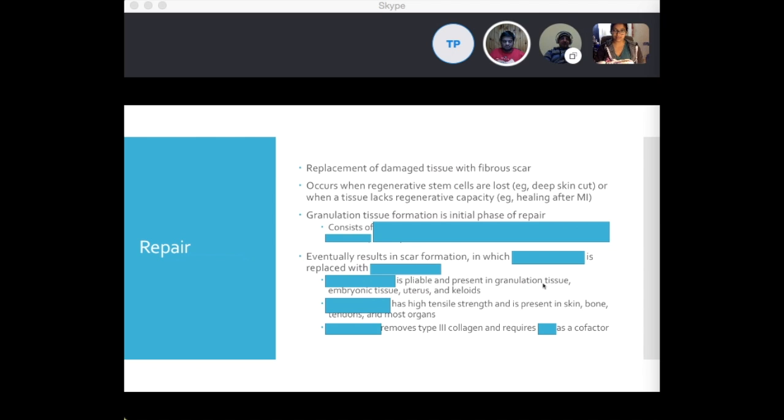So now we will talk about repair. This is where we are replacing with a scar. This occurs when regenerative stem cells are lost, such as when you have a really deep skin cut, or when a tissue lacks regenerative capacity, like myocytes after an MI. So, granulation tissue is formed as the initial phase of repair, and it consists of what 3 things? Macrophages?